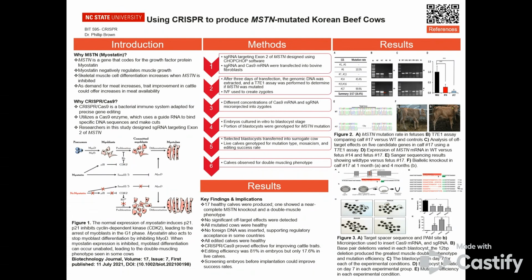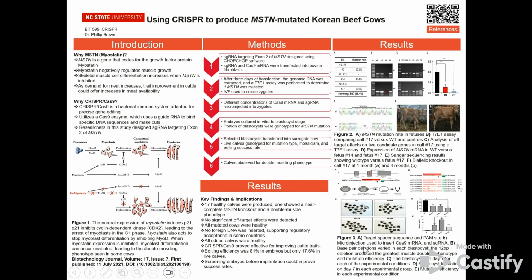Now, following step 3, in step 4, the embryos were cultured in vitro to the blastocyst stage. A portion of those blastocysts were genotyped for myostatin mutation, and then selected blastocysts were transferred into the surrogate cow. Live calves were then genotyped for the mutation type, checking for mosaicism and the editing success rate, and then the calves were observed as they grew for the double muscling phenotype.